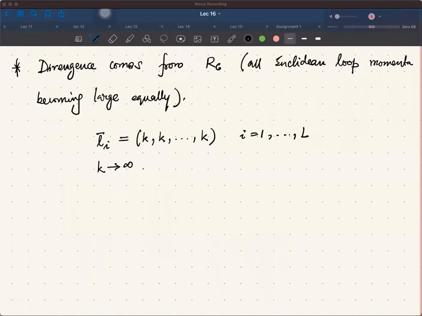And in position space, what this corresponds to is all the interaction vertices approaching a single point of coincidence. So that is how the position space interpretation goes.